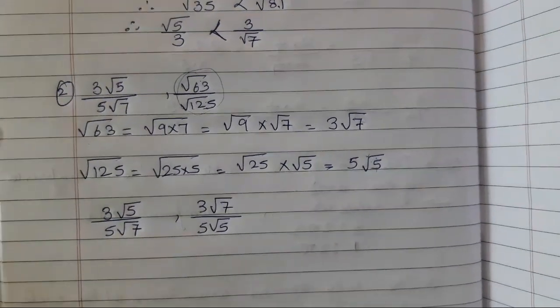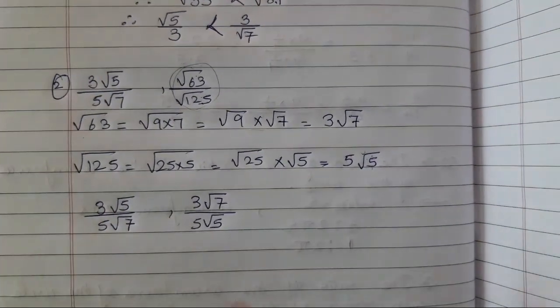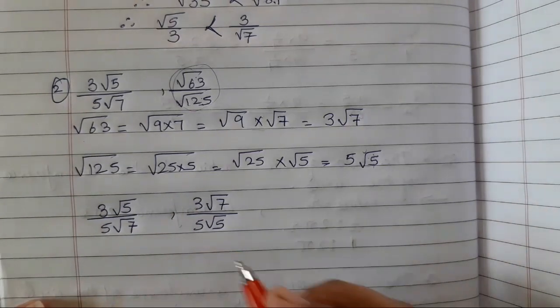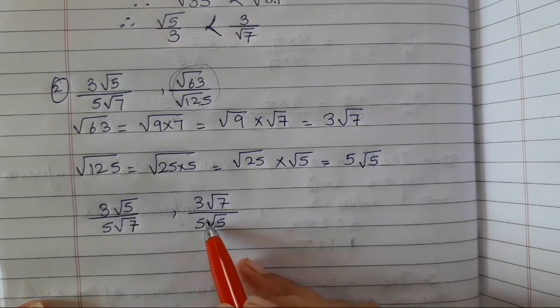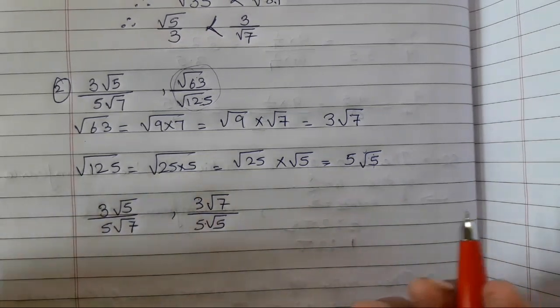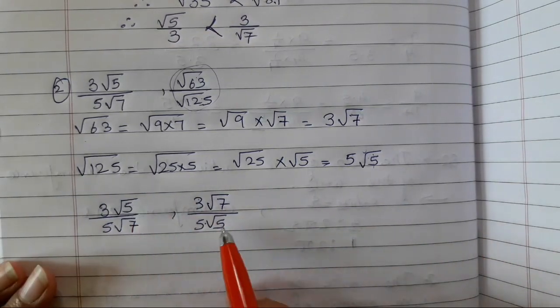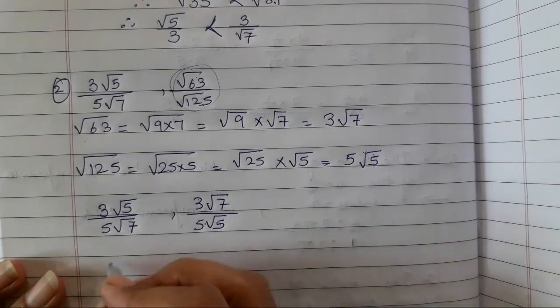Okay, the ratios have been changed now. After this we need to compare them. For comparison, you will see that 3 upon 5 and 3 upon 5 are the same. That is, we need to compare what? This 2 with this 2, isn't it?